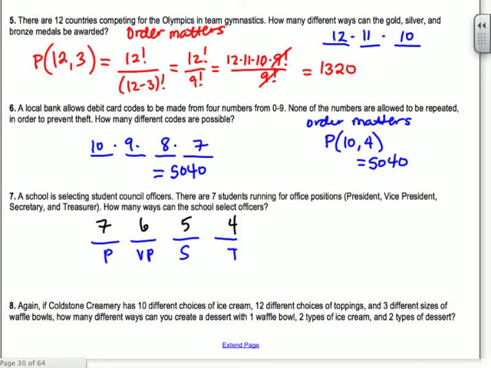Why did I decide that order mattered on this one? Yeah? You know, if you want to be president, you're not going to be okay with anything. You wouldn't want to be in the secretary spot if you're running for president, right? So order matters. It depends on which slot they're going into. All right, so I get 7 times 6 times 5 times 4. 840.